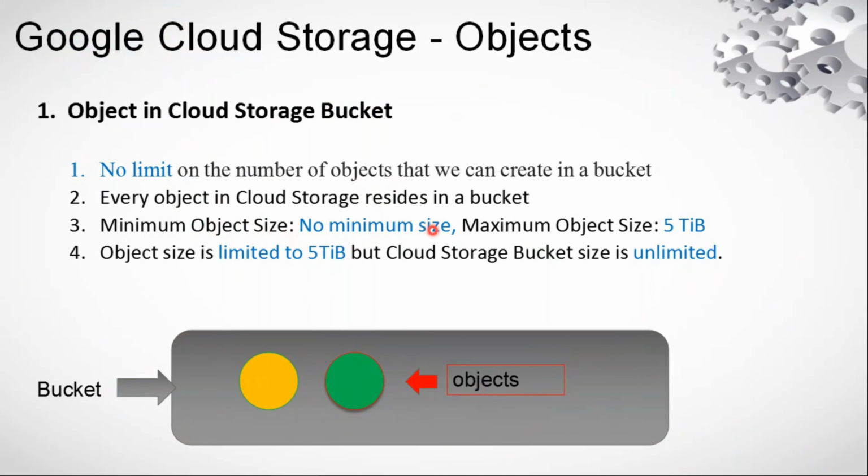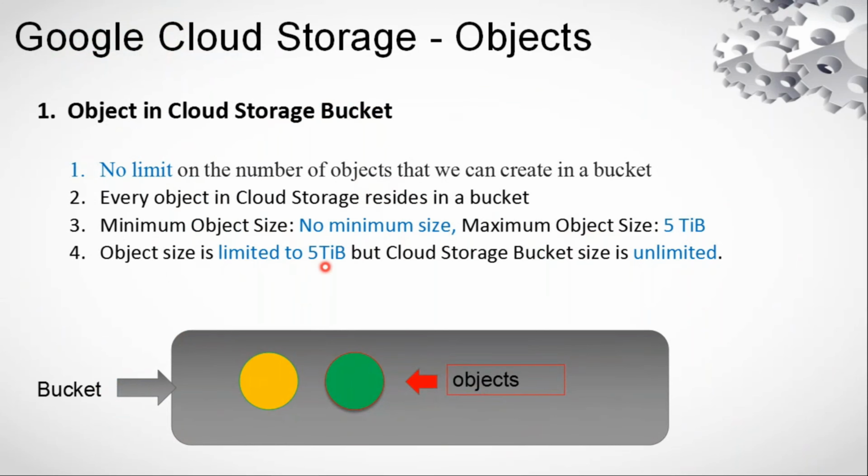There is no minimum size restriction for an object. We can have any minimum size, but the maximum size of an object should be 5 terabytes. So the limit for a particular object should be between 0 kilobytes and a maximum of 5 terabytes.